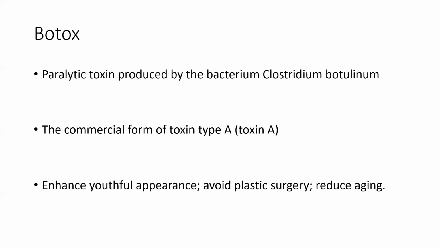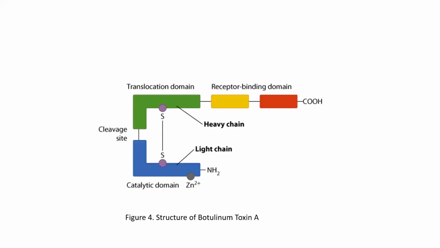It helps to enhance youthful appearance, especially for people who are not trying to go through plastic surgery and are trying to reduce aging, trying to look young. So this is the structure of how toxin A looks like. We see the translocation domain, receptor binding domain, heavy and light chain, and cleavage site. Pretty much the translocation domain is taken up into the cell through endocytosis, right? And the toxin presented here is in inactive form. So when it goes through the reducing environment of the endosome, it will cleave the disulfide bond and release the catalytic light chain into the cell.